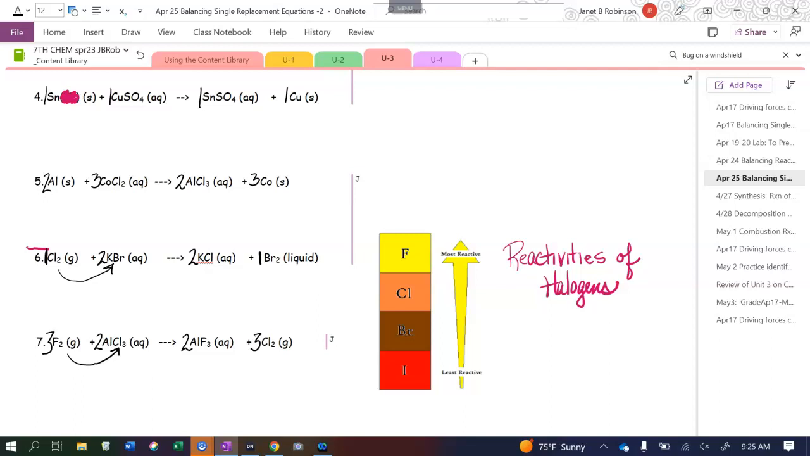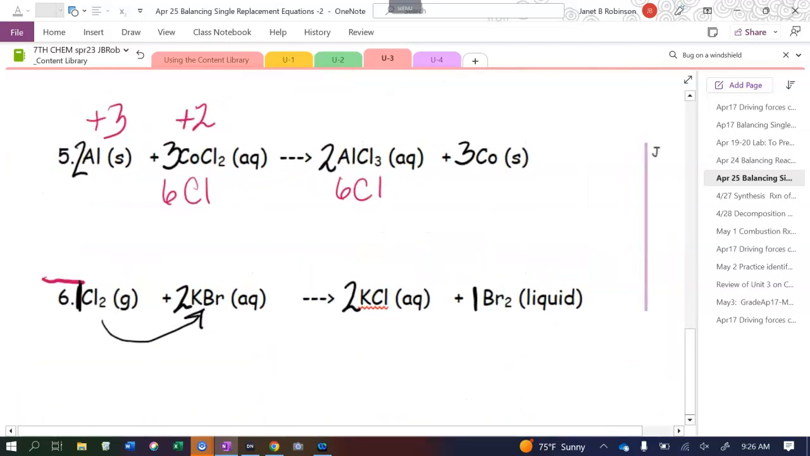Number 5, however, is not. Aluminum has a +3 charge, all right? Cobalt has a +2 charge. So I realize that I'm probably going to have coefficients such that I get 6 chlorines here and 6 chlorines here. All right, and that's what leads to the coefficients of 2, 3, 2, and 3.